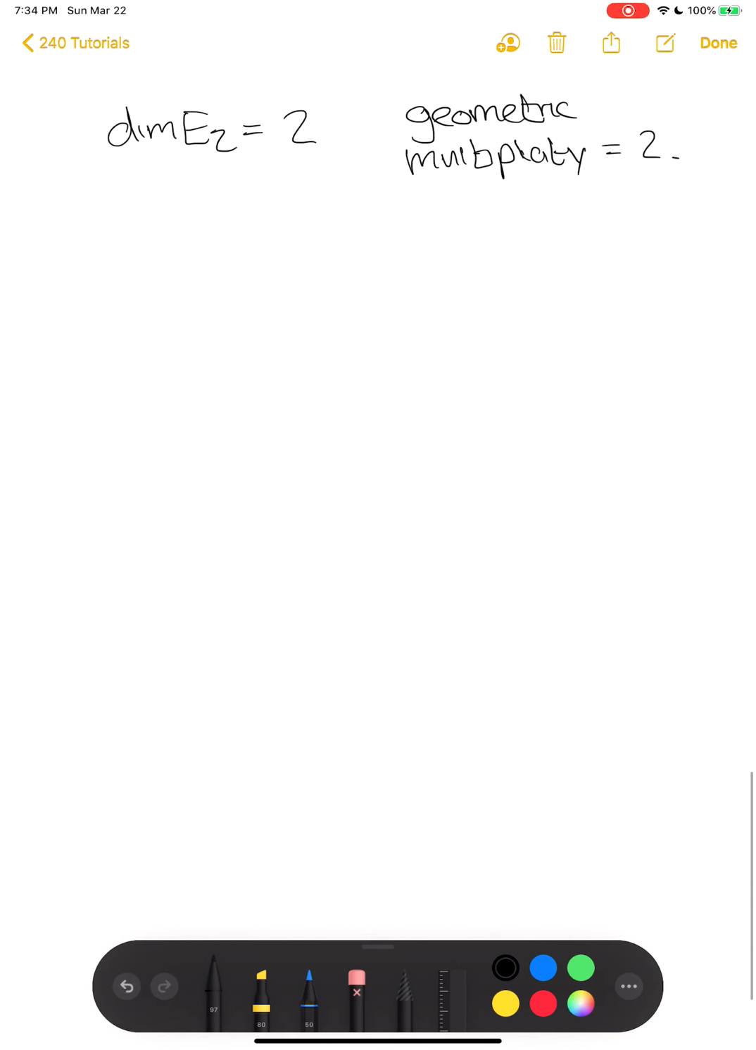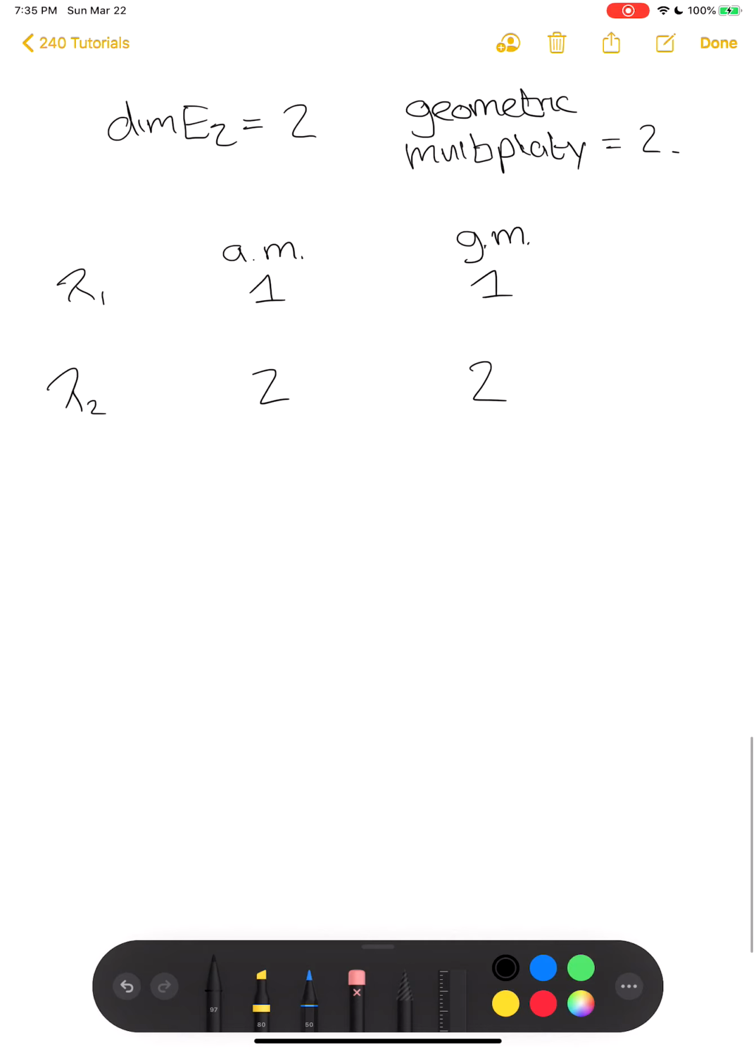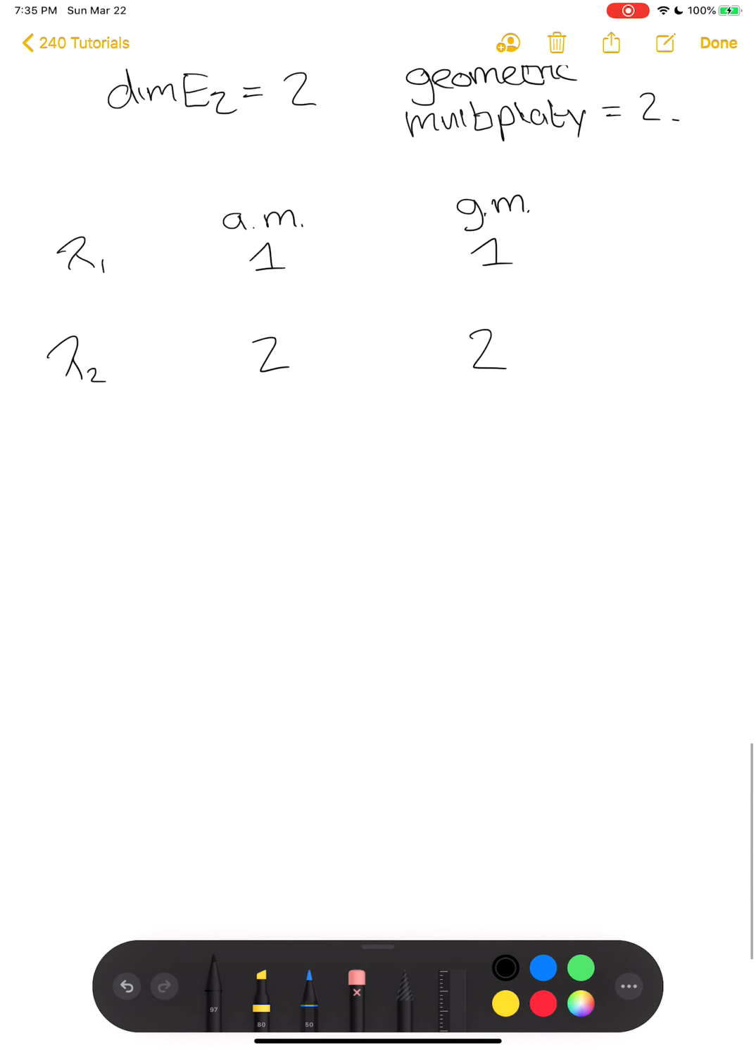So let's go ahead and just tally everything that we know. Lambda 1 had an algebraic multiplicity of 1 and a geometric multiplicity also of 1. And then lambda 2 had an algebraic multiplicity of 2 and a geometric multiplicity of 2 as well. So the reason we care about this is because if we want to be working with a good matrix, then the algebraic multiplicity and the geometric multiplicity should be equal. When I say good matrix, I mean non-defective.